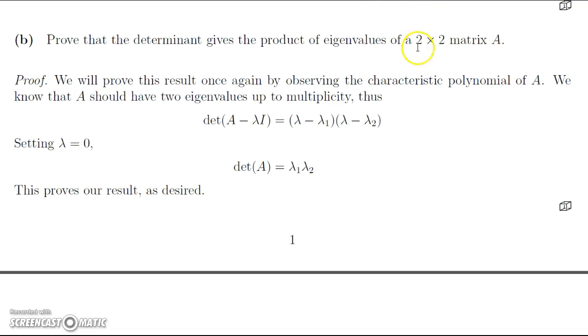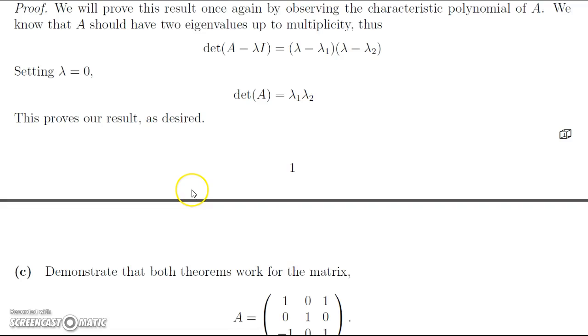So we'll prove this result by once again observing the characteristic polynomial. And we know this equation follows from above. And if we now set lambda equal to 0, on the left side, the lambda I becomes a 0 matrix, so we're just left with the determinant of A. And on the right side, the two lambdas go away and the negatives become a positive. And this gives us that the determinant is equal to lambda 1 times lambda 2. So this gives us another proof.